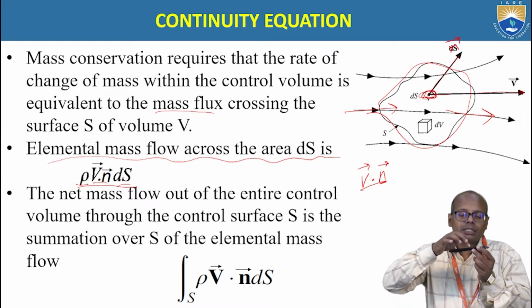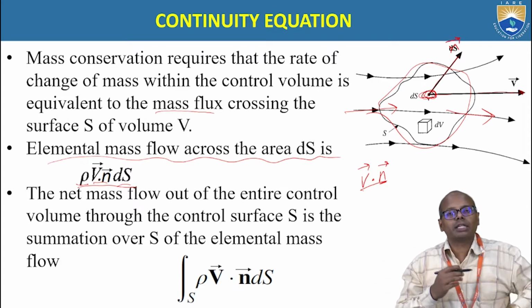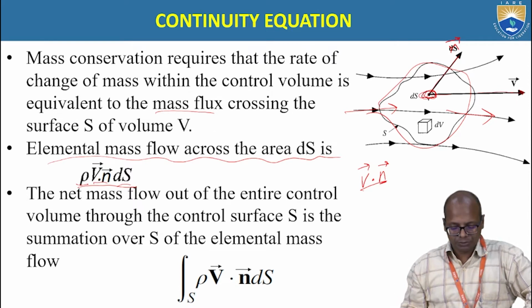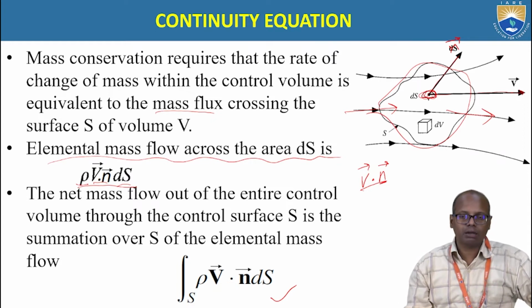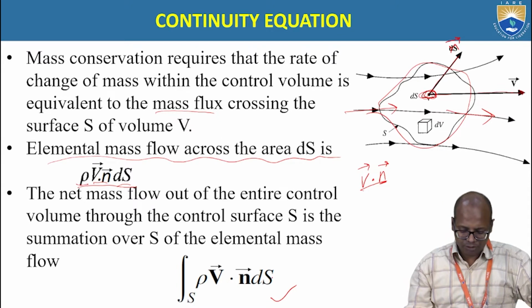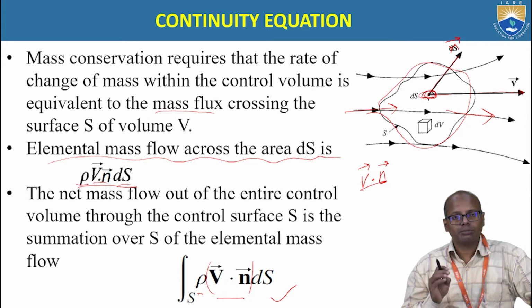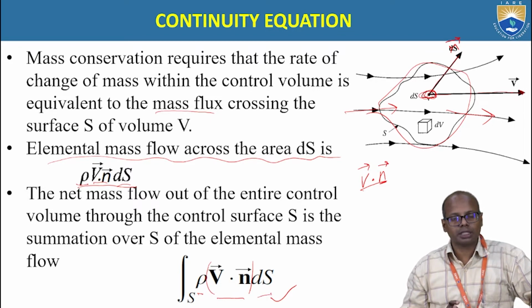If I integrate this elemental area mass over the entire surface, I will get the total mass going out of the control volume. So that is given by this equation: the surface integral of rho v bar dot n bar into dS. If you want to differentiate, you can put a bracket here. This is one term, the density. This is another term, the magnitude of velocity normal to the surface, and this is the surface area.